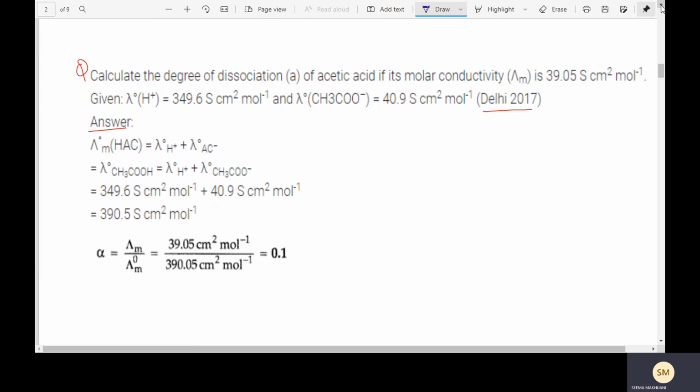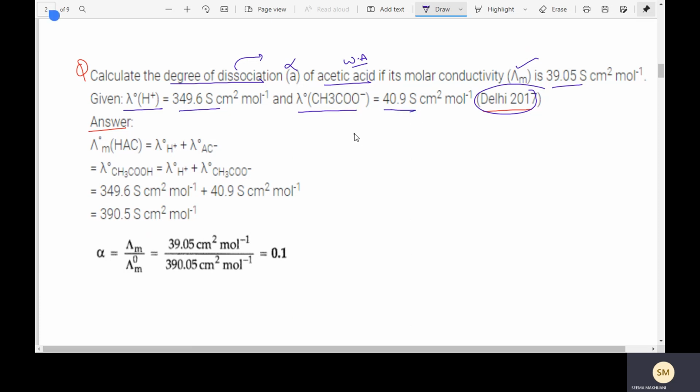Now this question is a Delhi 2017 का question है ये. Calculate the degree of dissociation. Alpha होता है बेटा. Degree of dissociation is given by alpha for acetic acid, which is a weak acid. उसका molar conductivity is given to you. Limiting molar conductivity H positive का ये रहा, limiting molar conductivity of acetate ions का ये.